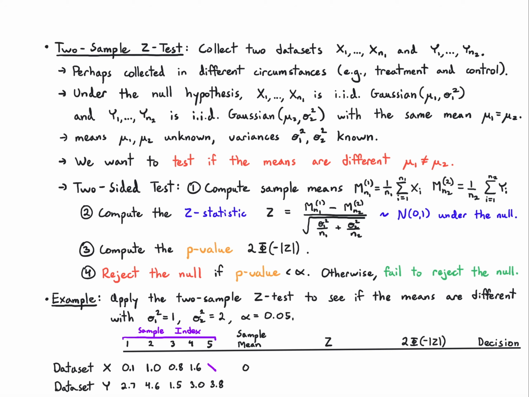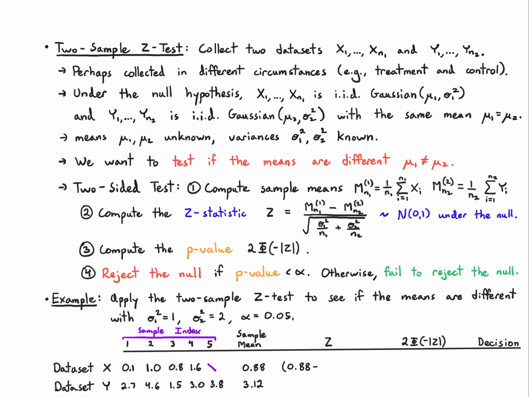Now, on a first glance, these do look pretty different, right? So it seems like y is getting higher values than x, but keep in mind, y also has higher variance. So let's use this test to determine whether or not we should reject the null. The sample mean for x is going to be 0.88, and for y it's going to be 3.12.